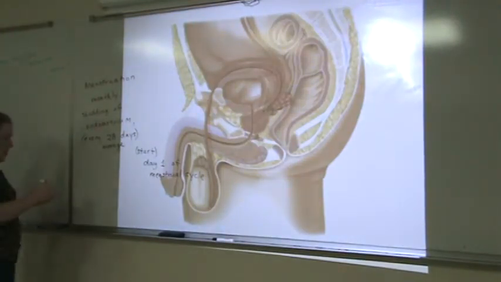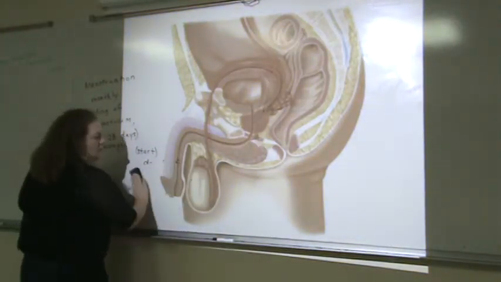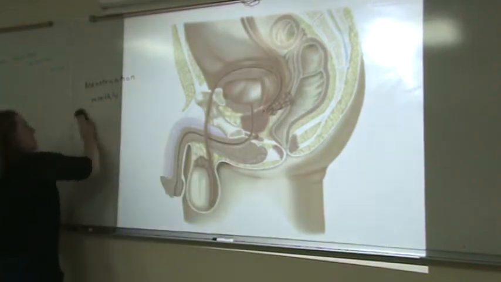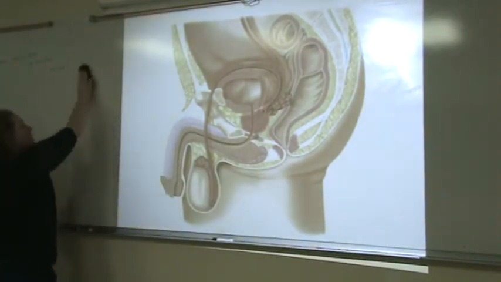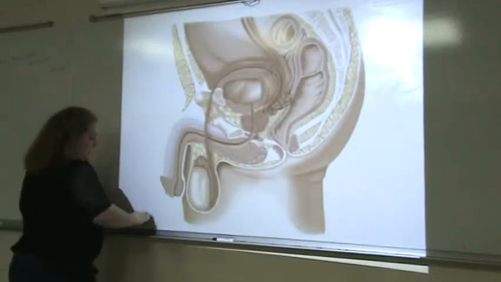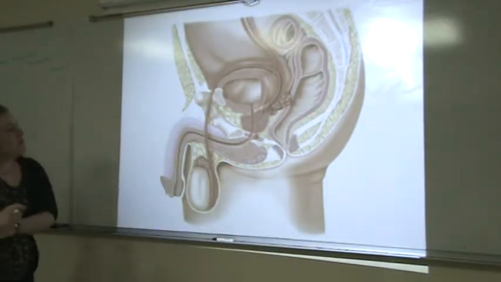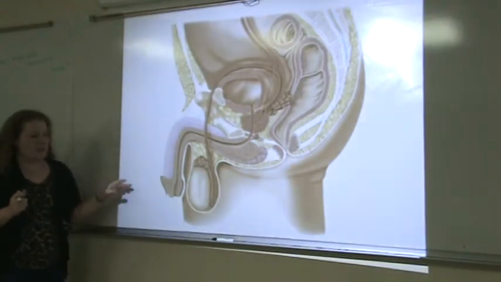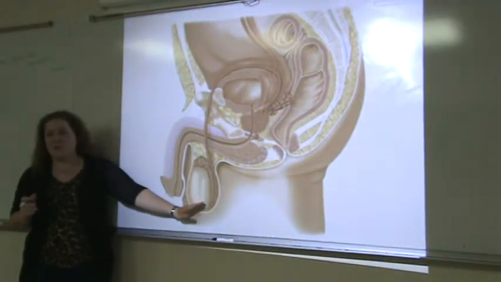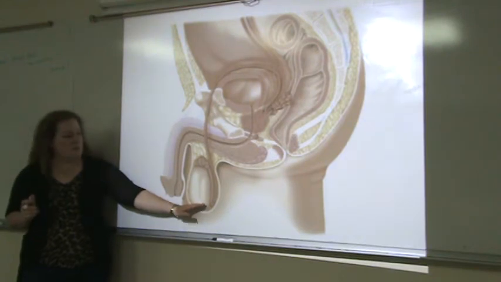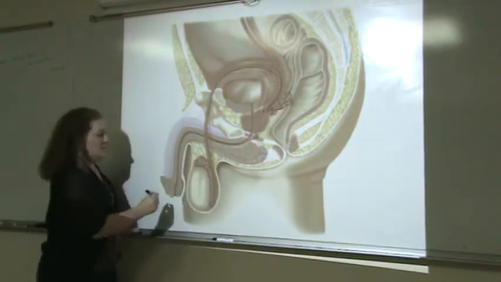Now we go to male anatomy. There's a lot going on in this figure. Males actually have more reproductive anatomy than females do, which is interesting. So, to start with male anatomy, I'm going to start where the sperm are made, in the testes. So, this is a testis.